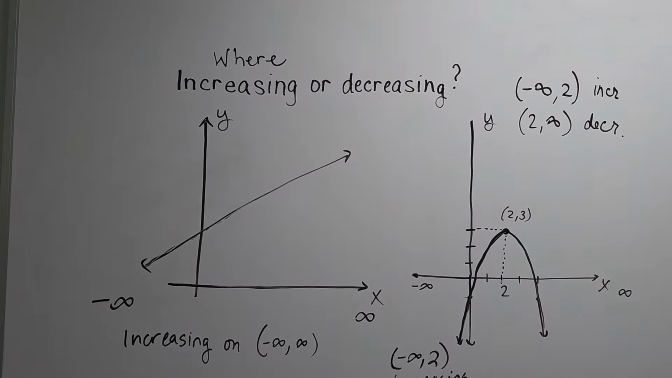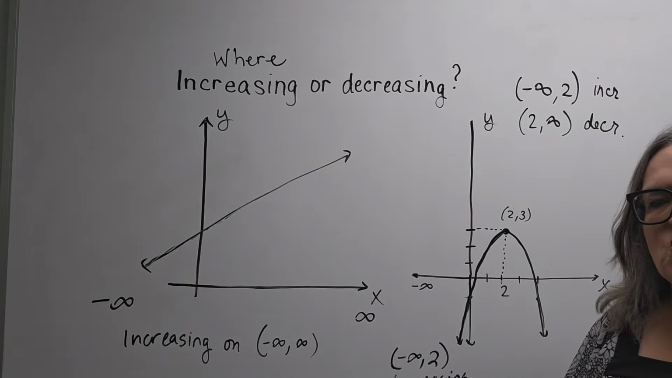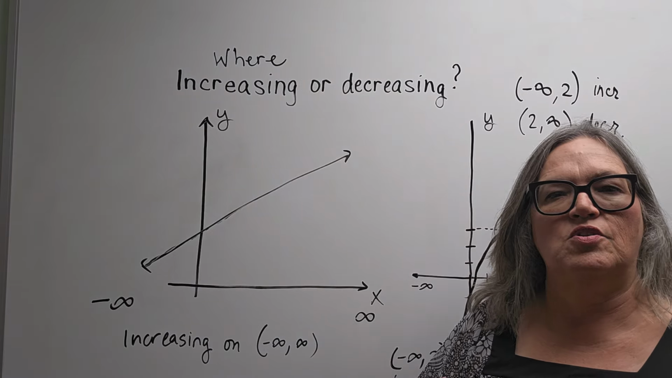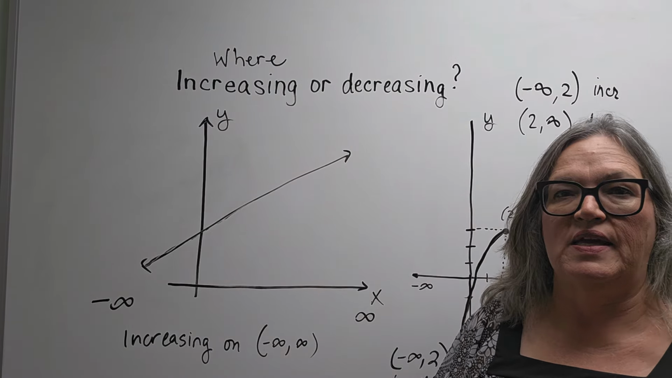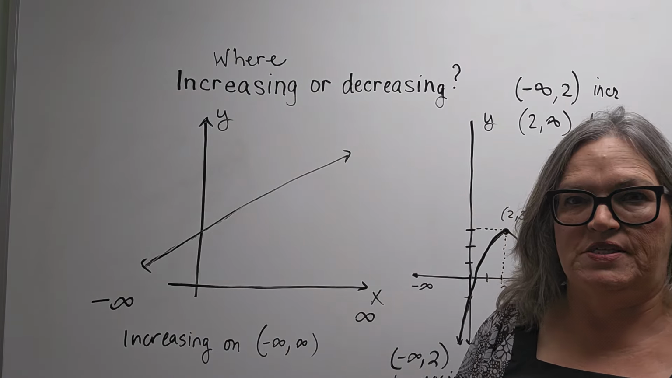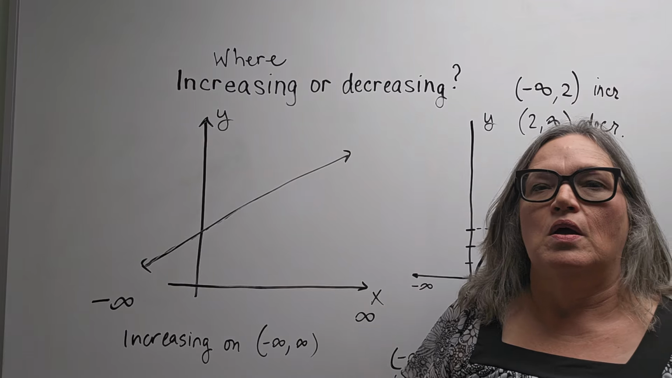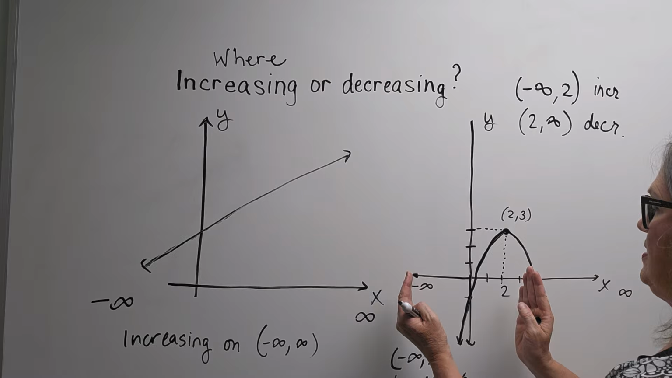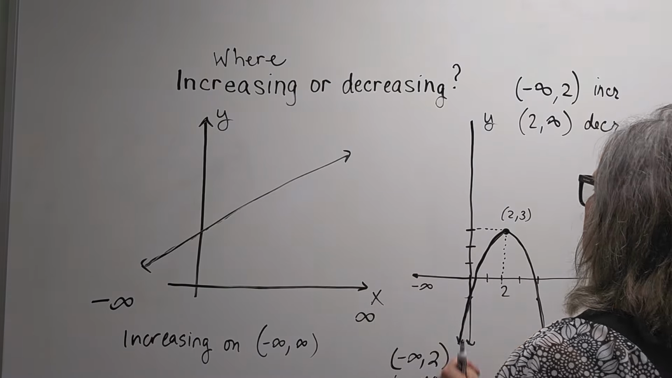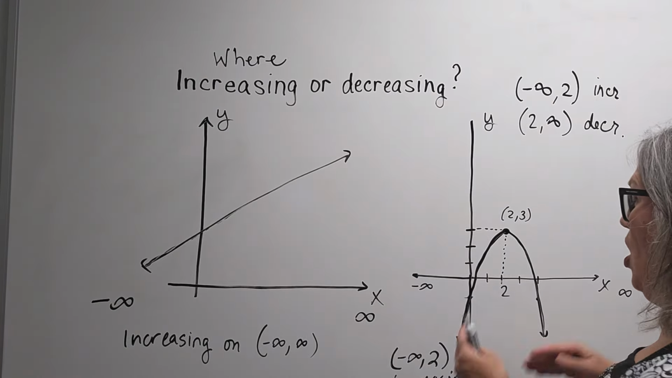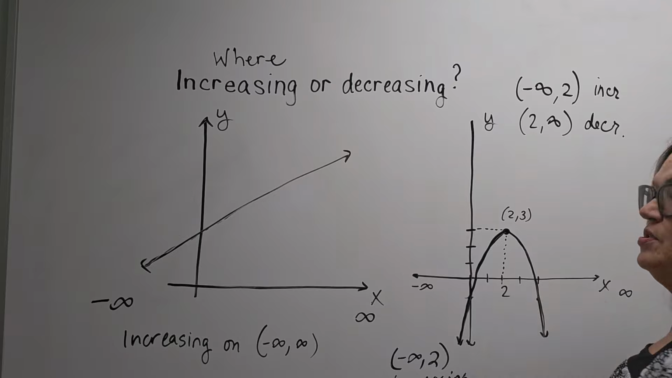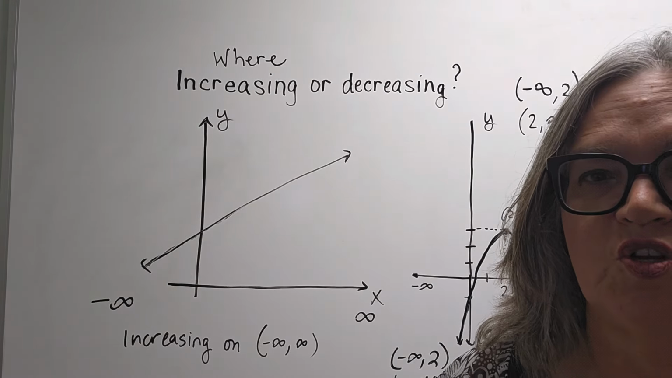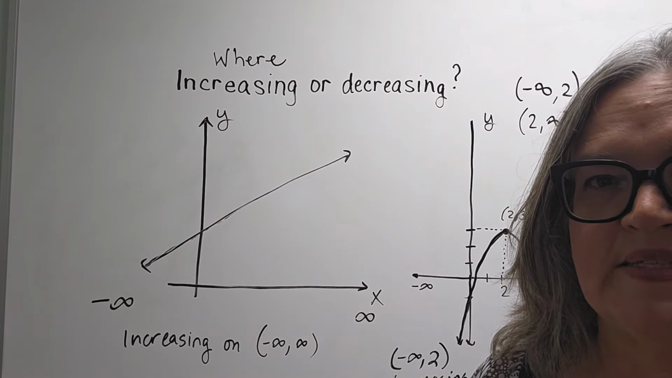So if you're not sure how to answer the question where, just remember you need to look at the x-axis and don't worry about what's happening vertically except for the increasing or decreasing part. So the function values are going up on this interval, which is on the x-axis, and they're going down on this interval, which is also on the x-axis. Just remember where, look at your x-axis when you're asking that question.